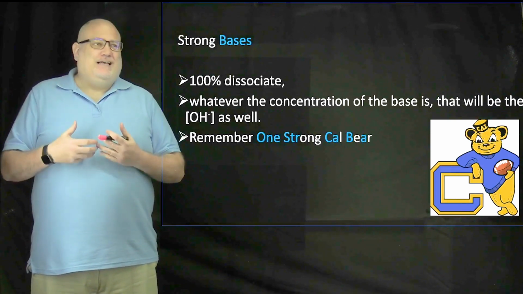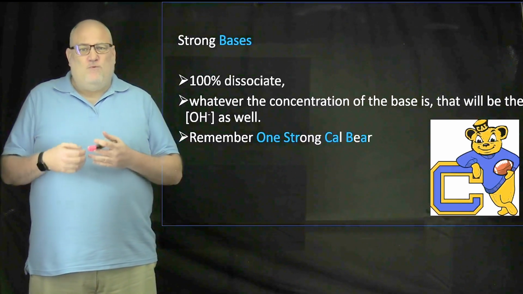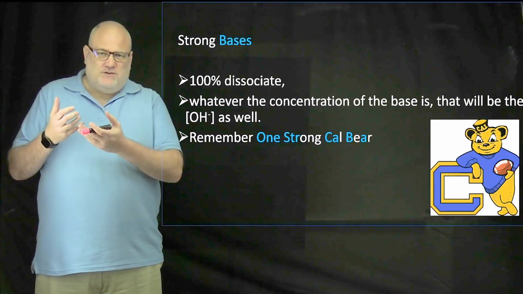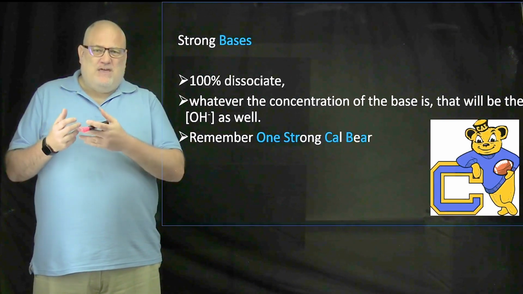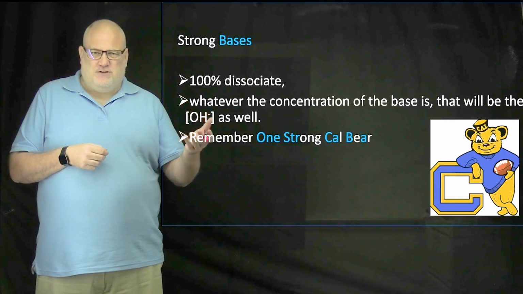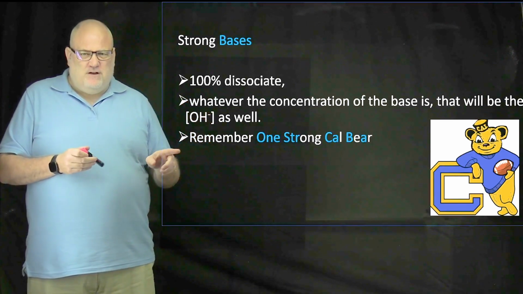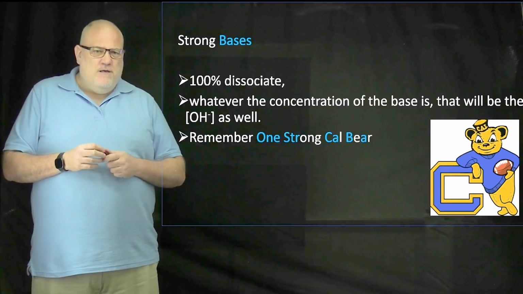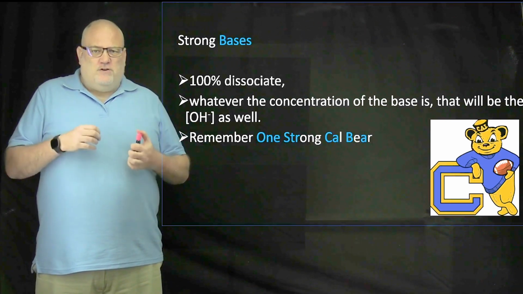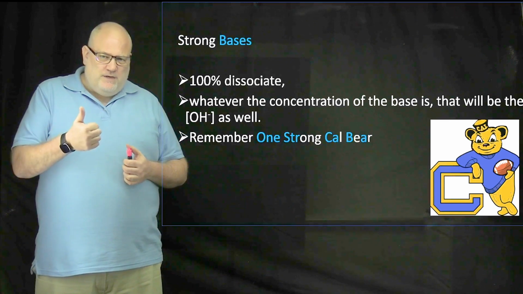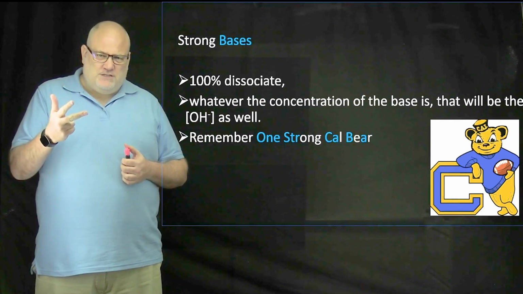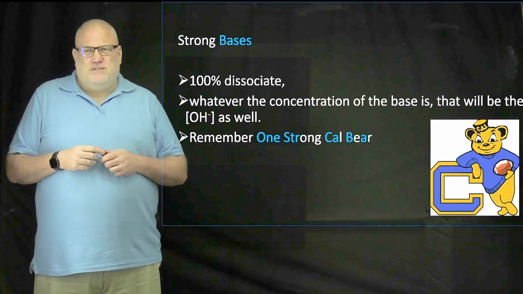Strong bases are exactly like strong acids in that they 100% dissociate. So whatever the concentration is of your base, that's what it'll break apart into concentration-wise in water. Also, I'd like to remind you of one strong CalBar. Those are the only strong bases. So anything group 1, strontium, calcium, or barium, those are the only ones that are considered strong bases.